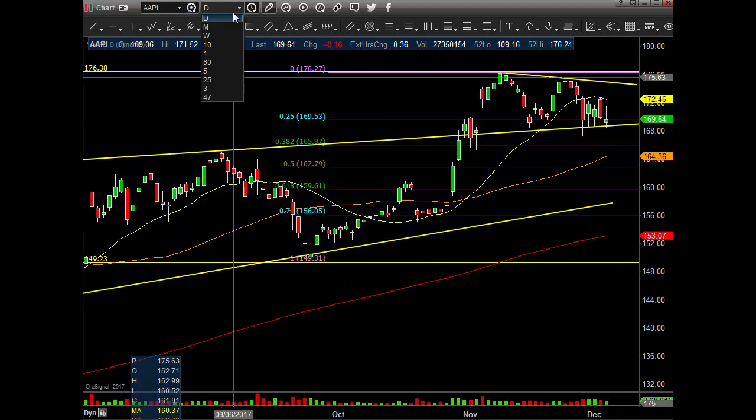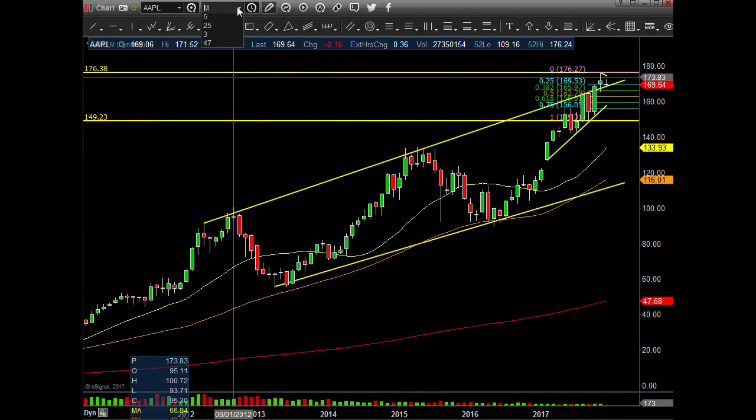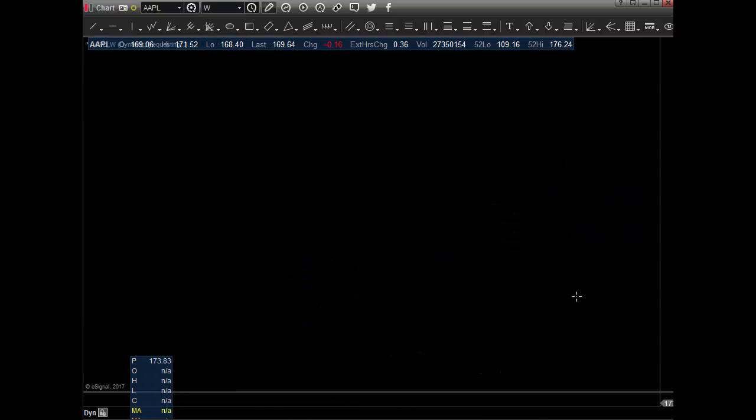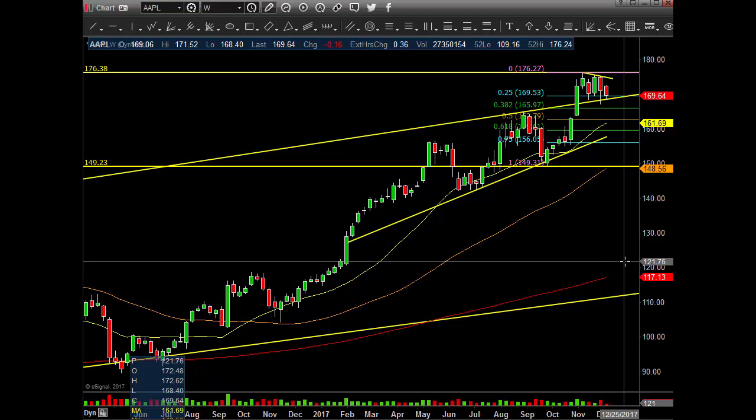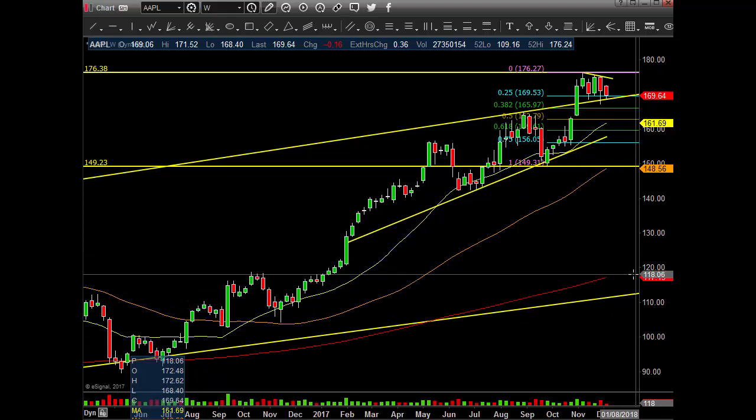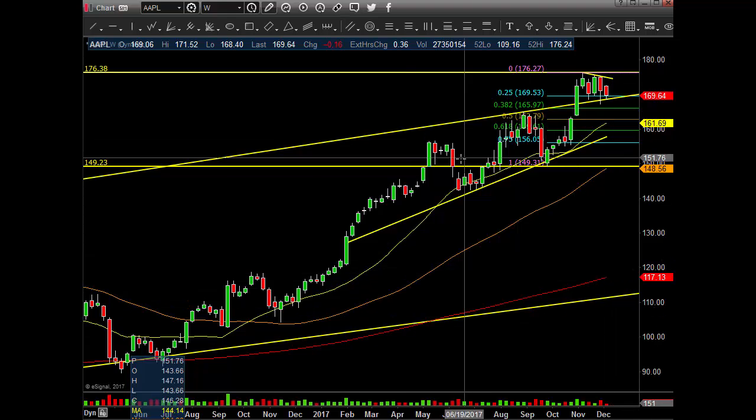And then ultimately, if the markets do pull back, I want to go to the weekly. Let's see where the 200 is on there. Honestly, this could pull back into the 117, 120 area. Not that it's going there anytime soon, but you never know.